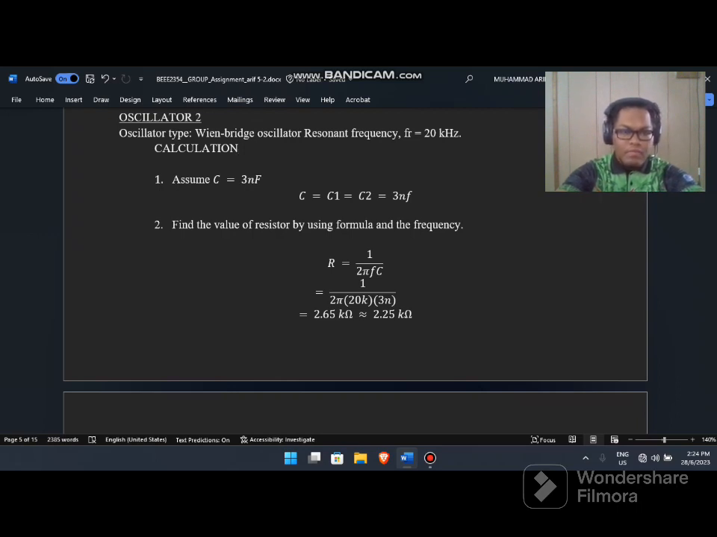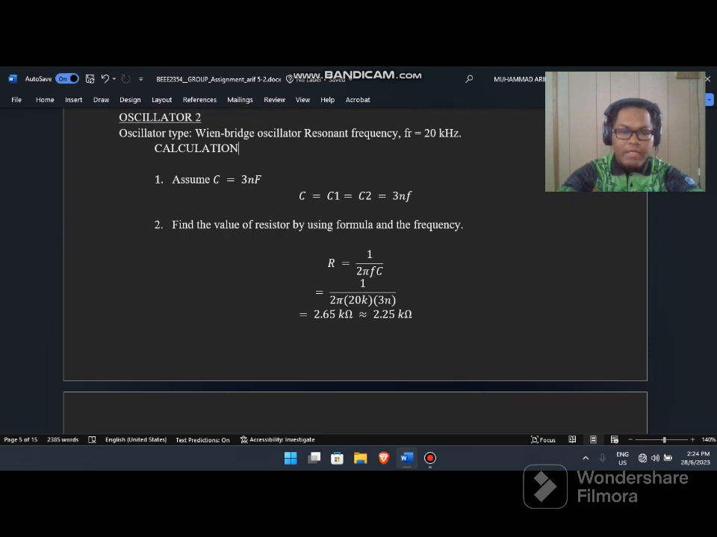I will continue our presentation with the second oscillator. The oscillator type is the Wien bridge oscillator and the resonance frequency or Fr is equal to 20 kHz. First, we do the manual calculation. First, we assume the C or capacitor is equal to 3 nanofarad. The capacitor value is the same for both C1 and C2.